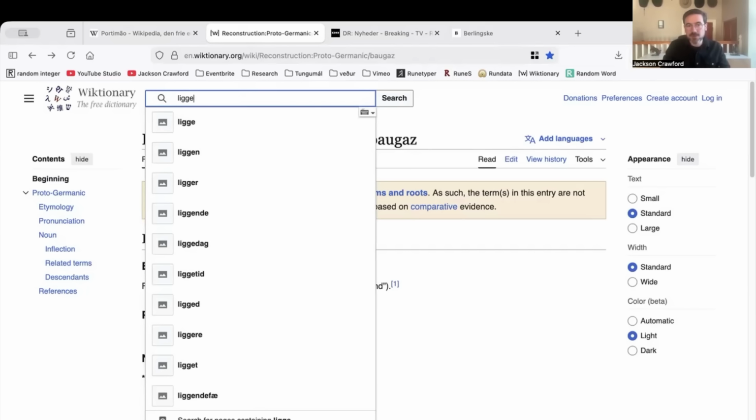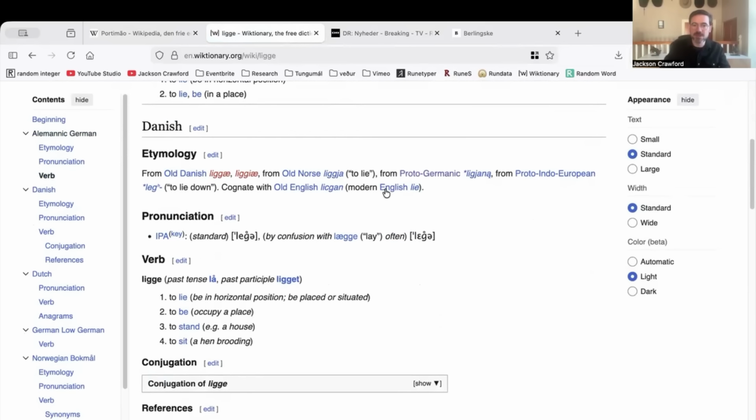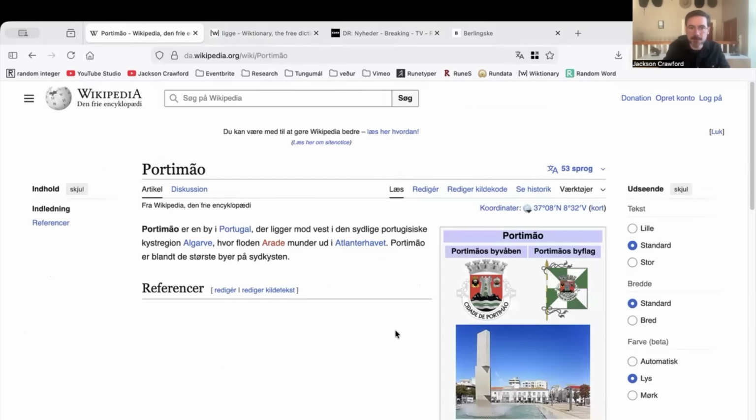I might remember that R is probably the present tense ending, so I might remember to look up ligge, and sure enough, here I'm going to see the Danish lie, be situated, be placed, occupy, place, stand, etc. Okay, great. Now, by the way, same thing applies if I see an R elsewhere that's not a verb, right?